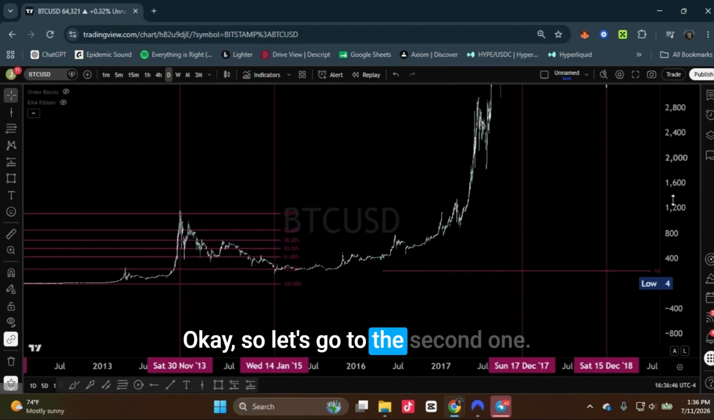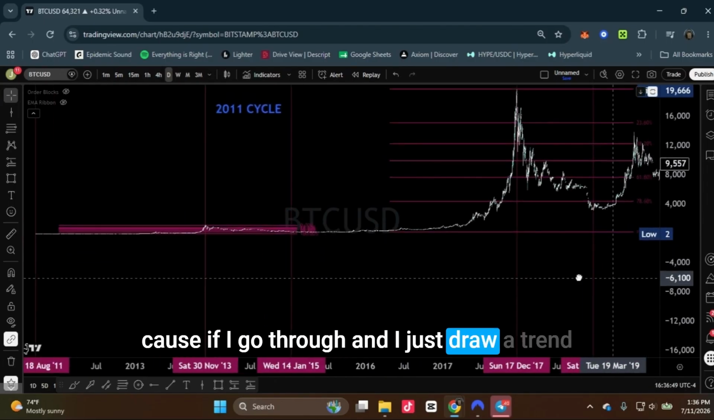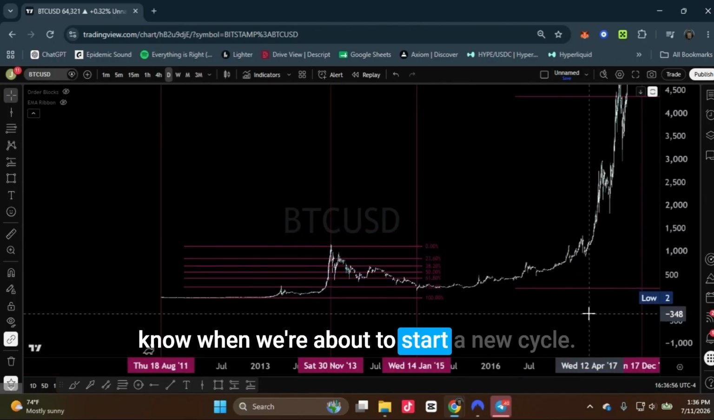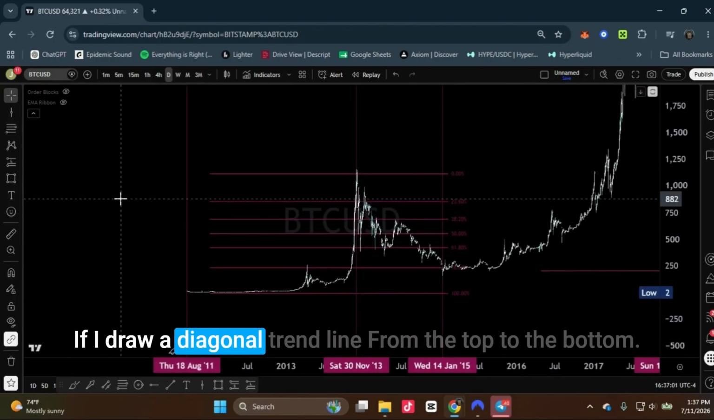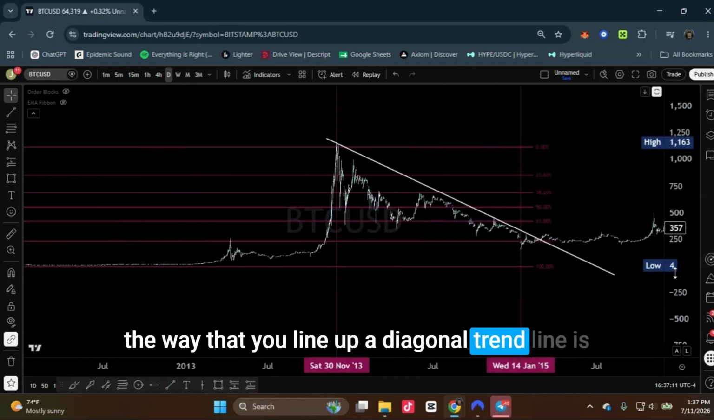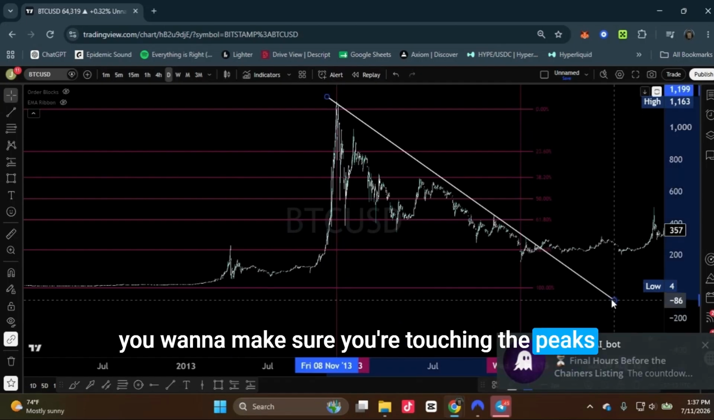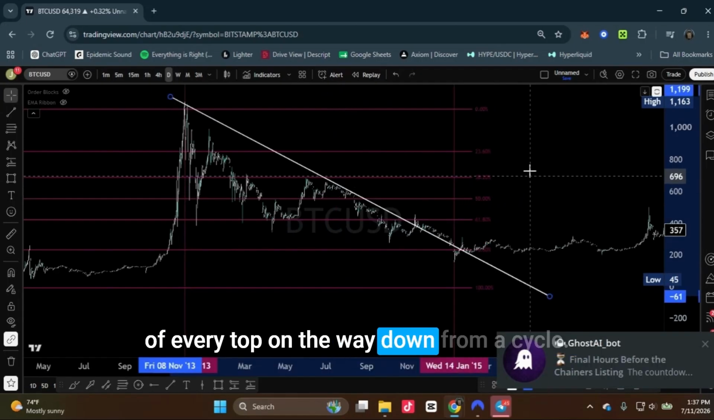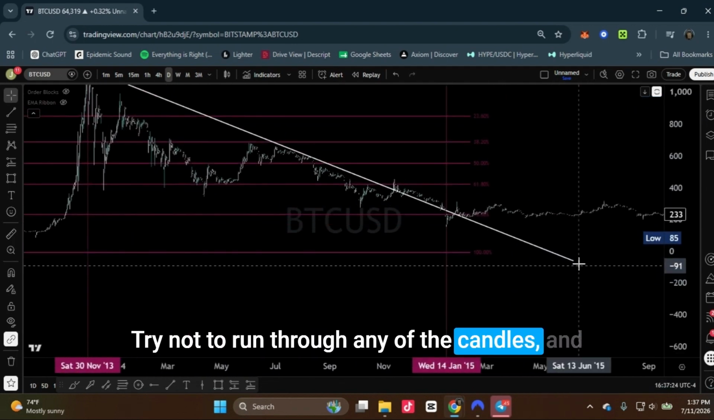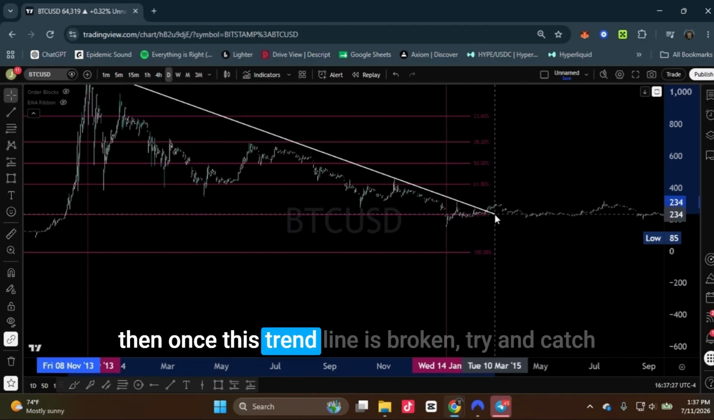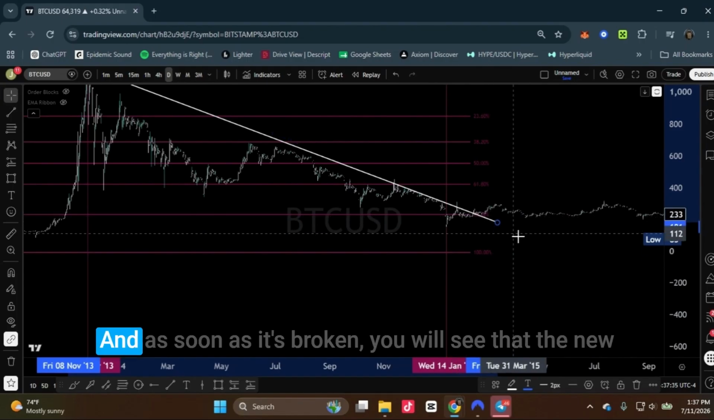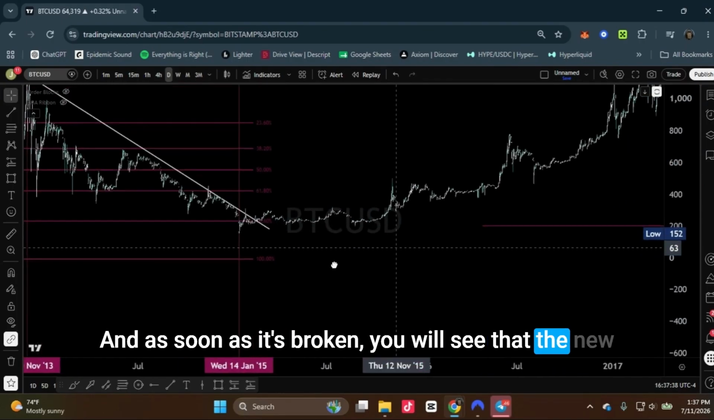Okay, so let's go through the second one. If I just draw a trend line on any one of these, this is how you know when we're about to start a new cycle. I draw a diagonal trend line from the top to the bottom. The way you line up a diagonal trend line is you want to make sure you're touching the peaks of every top on the way down from a cycle. Try and catch as many as you can, and try not to run through any of the candles. As soon as it's broken, you will see that the new cycle will start.